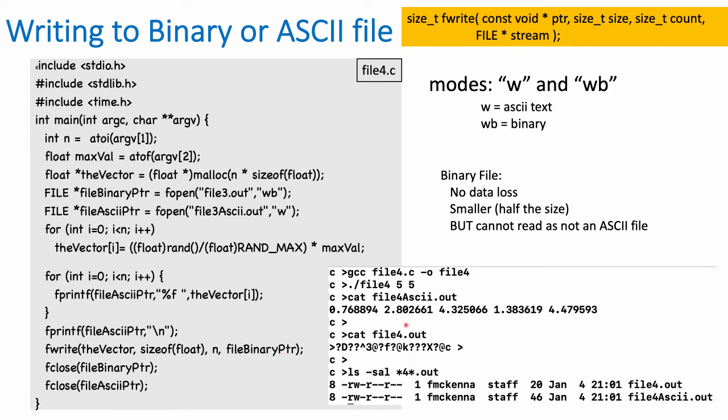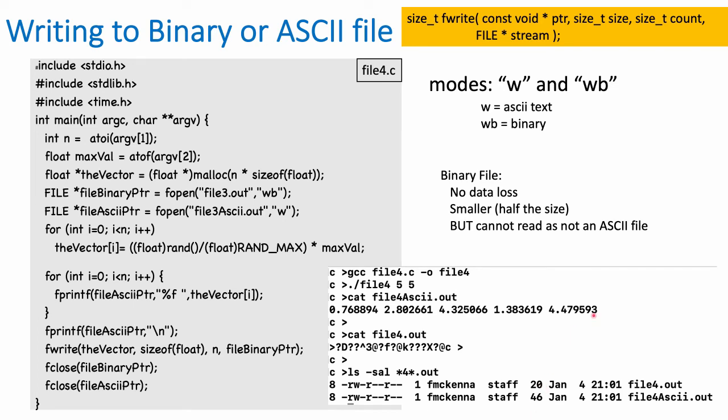If we now look at the output, I've got two files. If I look at the ASCII file, we see the numbers that it generated: 5 numbers between 0 and 5, because I specified 5 numbers and I wanted them between 0 and 5. If we look at the binary file, which is the file 4.out, we see a bunch of gobbledygook. But if we look at the size of the two files, my binary file is half the size of my ASCII file.